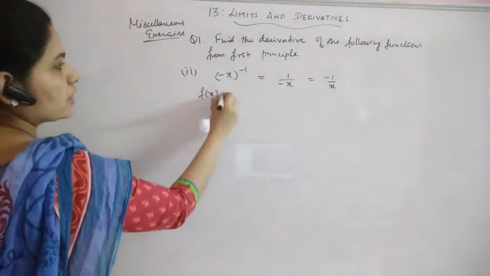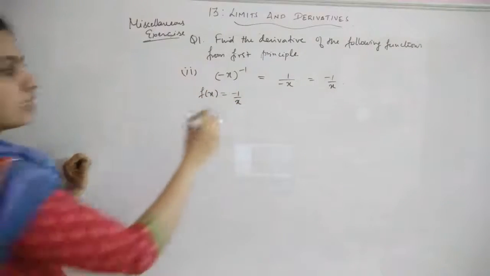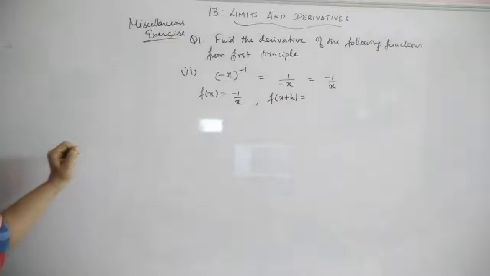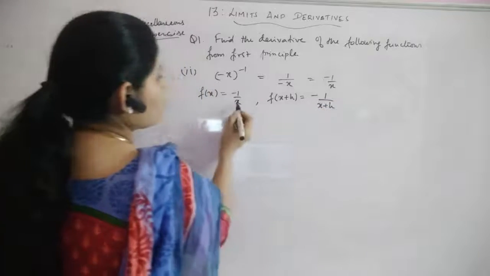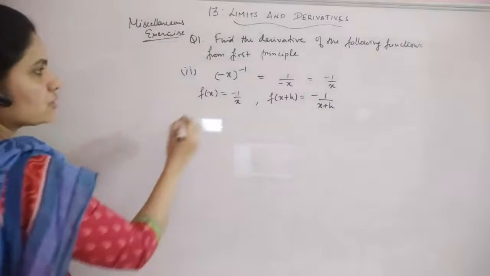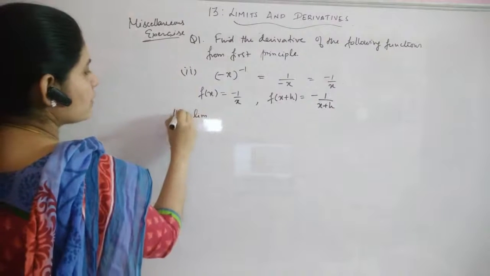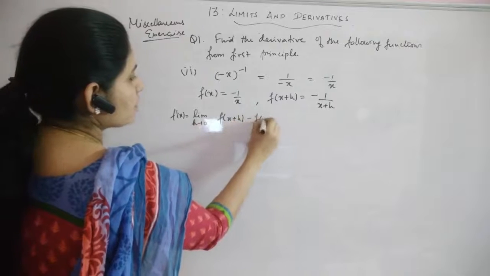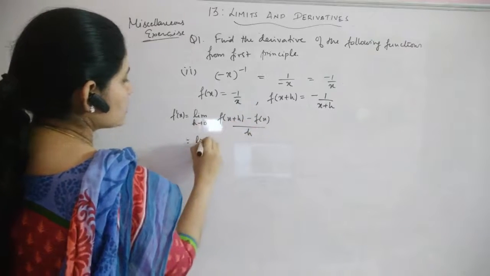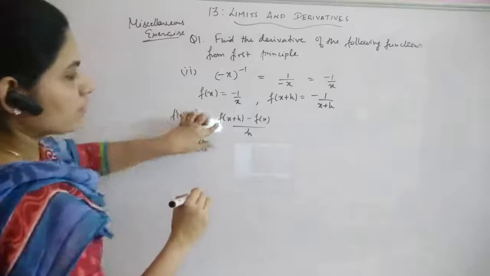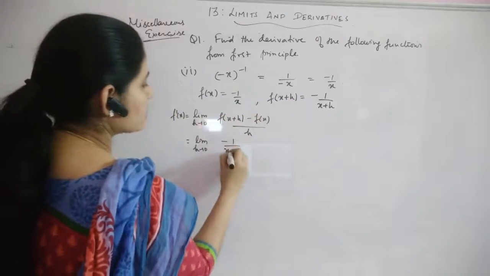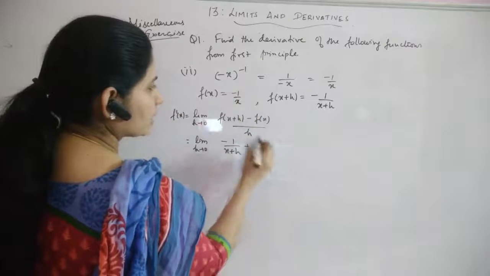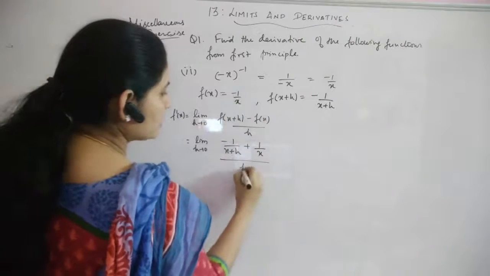So for f of x you are taking minus 1 by x, and you will get f of x plus h as minus 1 by x plus h. Instead of x you have to write x plus h. Okay, so now this is your f dash of x, which is limit h tends to 0 of f of x plus h minus f of x, whole divided by h. That is limit h tends to 0 of minus 1 by x plus h minus of minus 1 by x. So it will become plus 1 by x. Minus of minus will become plus here.